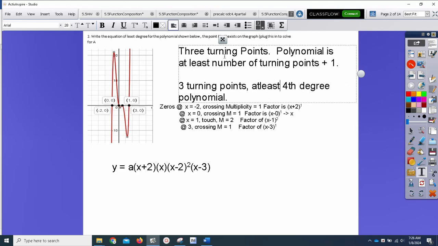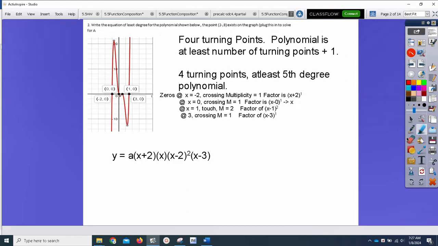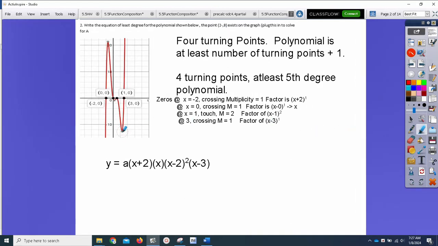Oh, because I can't count either. There's 4 turning points. There we go. Forgive me, it's Monday morning. 1, 2, 3, 4 turning points. Fifth degree polynomial.